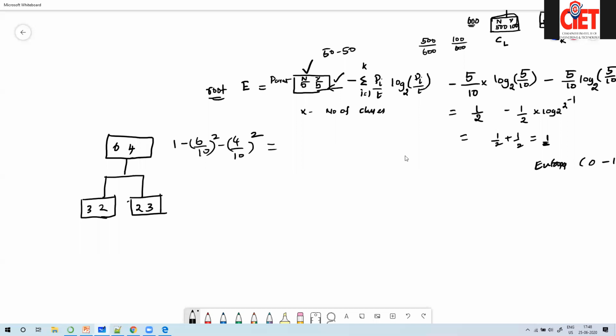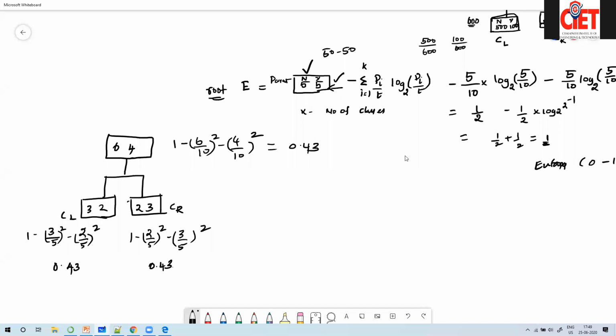Let's say this is 0.43 something. I'm roughly computing it. Here you have Gini on the left hand side and Gini on the right hand side. Gini on the left hand side is going to be 1 minus 3 by 5 whole square minus 2 by 5 whole square, and here 1 minus 2 by 5 whole square minus 3 by 5 whole square. Let's say this is 0.43 and this is also 0.43.